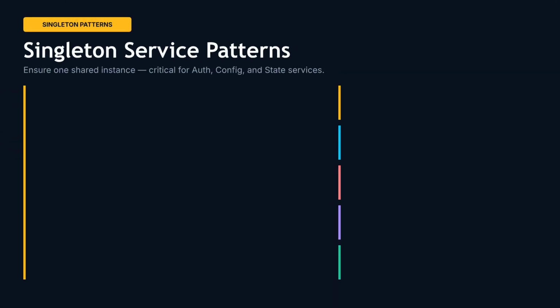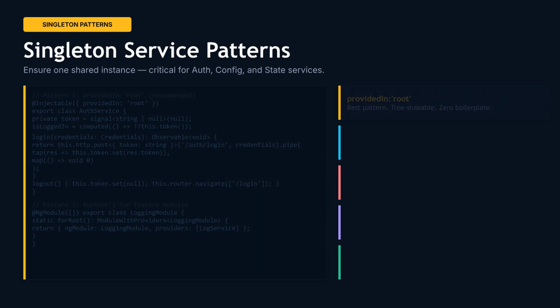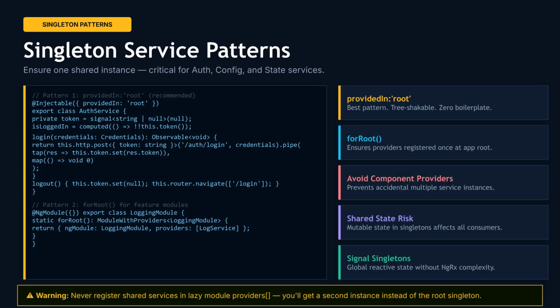Singletons are services where only one instance exists across the application, essential for configuration, authentication, and global state. The recommended pattern is providedIn root. For tree shaking and module scoped services, use the forRoot pattern to ensure root registration.